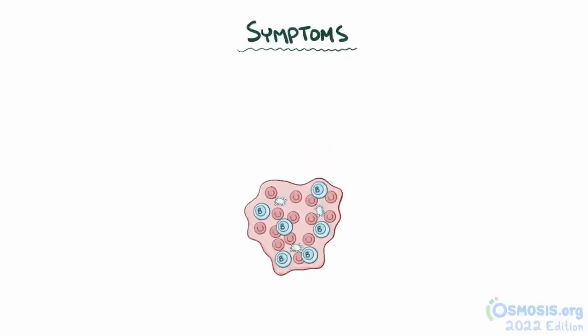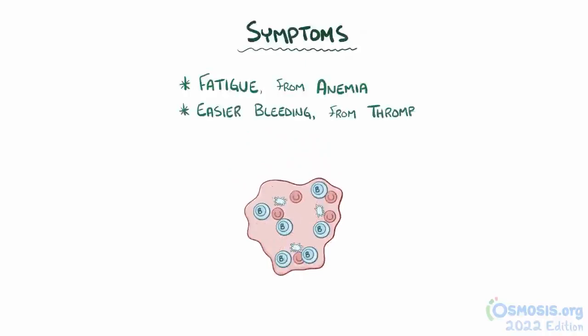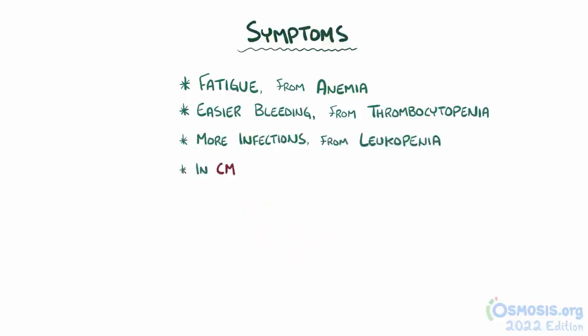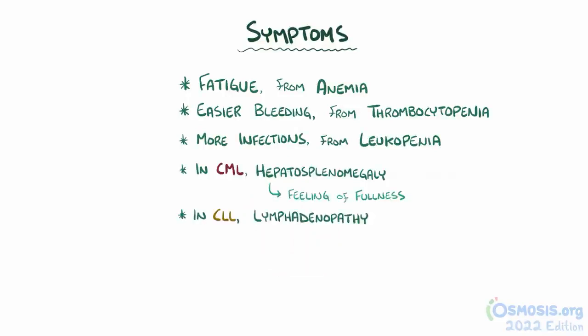Symptoms of both CML and CLL include fatigue because of the anemia, easier bleeding because of the thrombocytopenia, and more frequent infection because of the leukopenia. In CML, the hepatosplenomegaly often causes a feeling of abdominal fullness, while the lymphadenopathy of CLL often causes mild but localized pain in the lymph nodes.